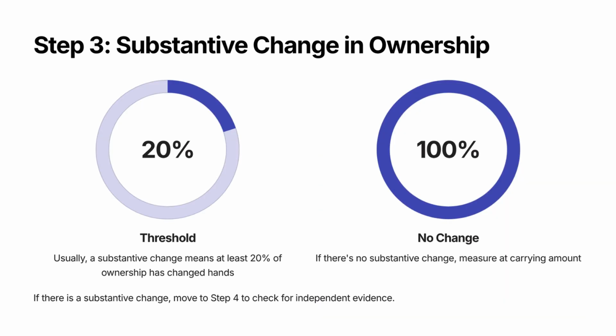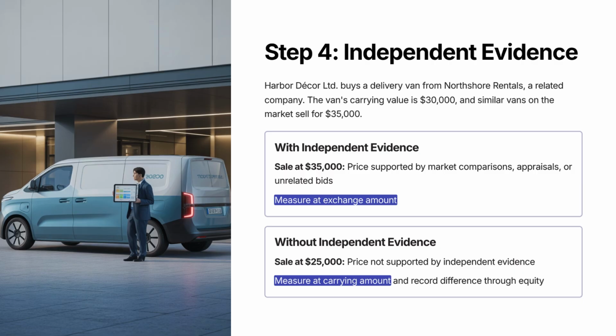Step 3, is the change in ownership substantive? Usually, a substantive change means at least 20% of ownership has changed hands. If there's no substantive change, measure at carrying amount. If there is a substantive change, move to step 4. Step 4, is there independent evidence supporting the exchange amount? Independent evidence could include appraisals, market comparisons, or bids from unrelated parties. If the exchange price is supported by such evidence, we move to step 5.